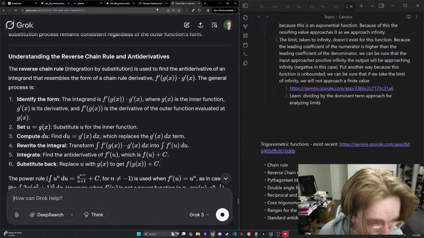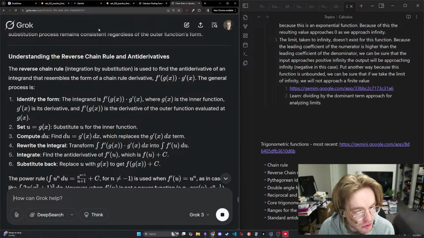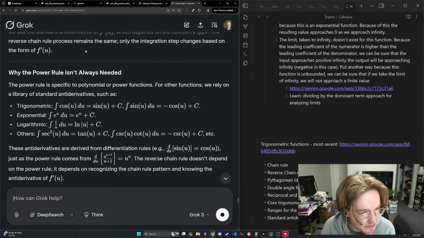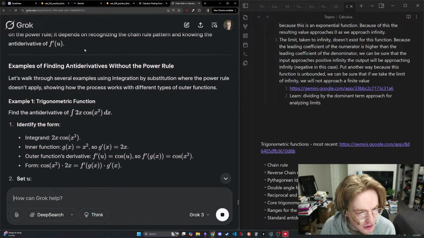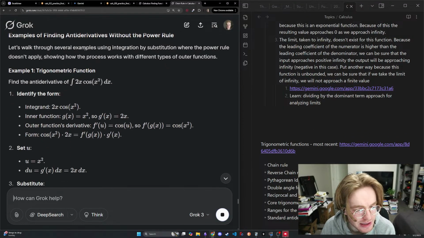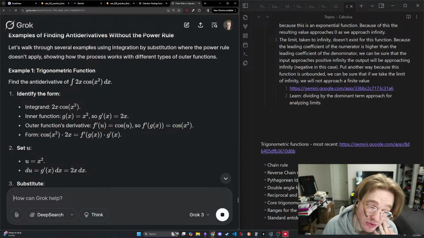Understanding the reverse chain rule and antiderivatives. The reverse chain rule is used to find the antiderivative. Yeah, okay. Identify the form. Without the power rule, let's walk through several examples of integration by substitution where the power rule doesn't apply.